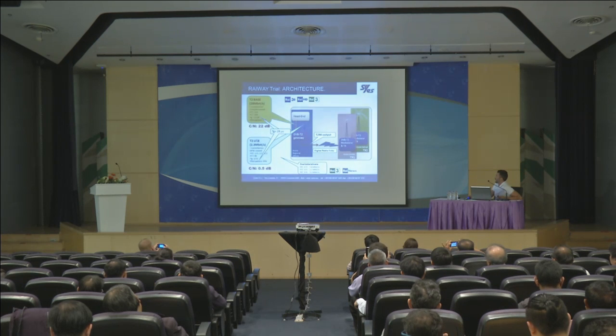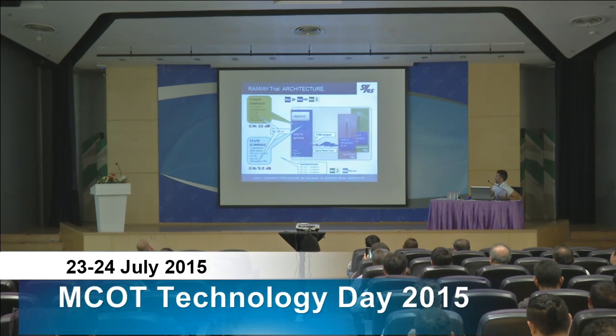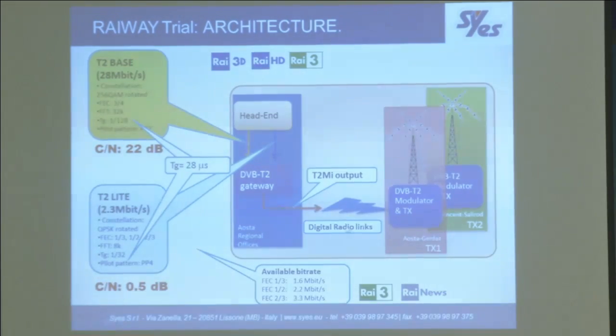The configuration requires 22 dB as carrier to noise. Then we have the T2 Lite at 2.3 megabit per second, and with this configuration, the carrier to noise is 0.5 dB. These two transport streams generated by the head end are combined by the DVB-T2 gateway using two T2-MI streams combined together, which form only one T2-MI that is transmitted using a digital radio link to the two modulators that are in SFN.